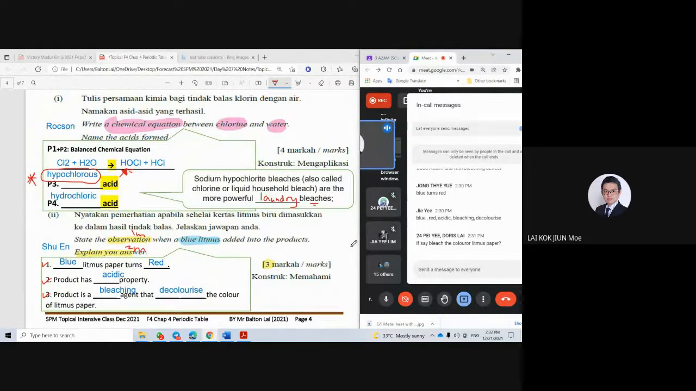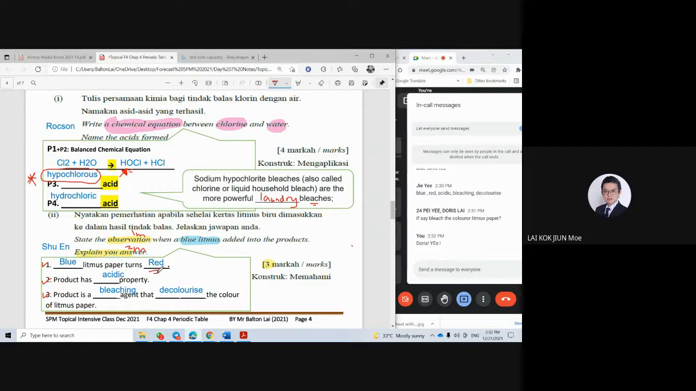If you say bleach the color of litmus paper, very good, Doris. That's why we said decolorize. How can blue litmus paper just remain red? Then you need one more word here. After red, it will become, then what? Colorless.